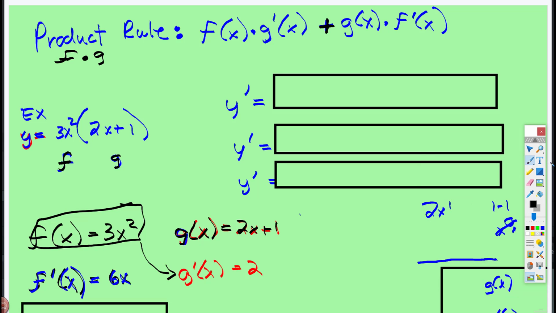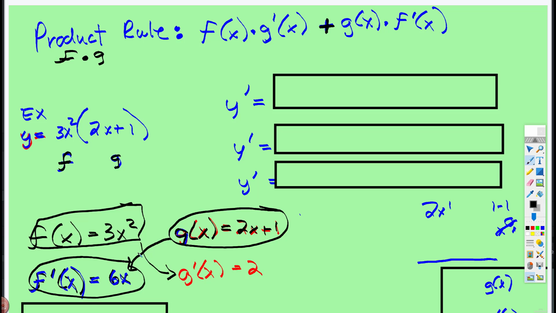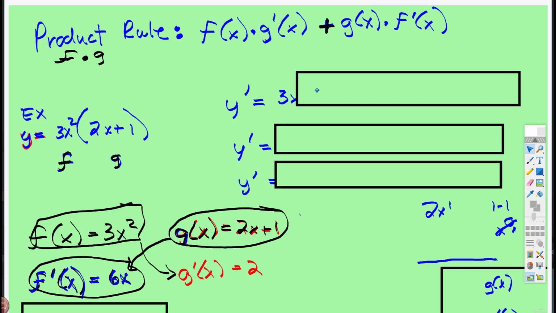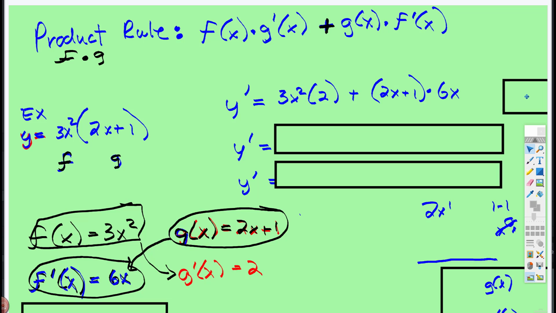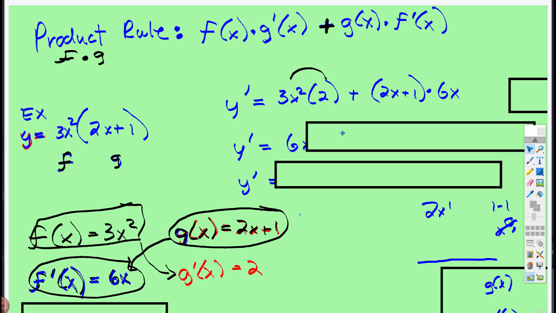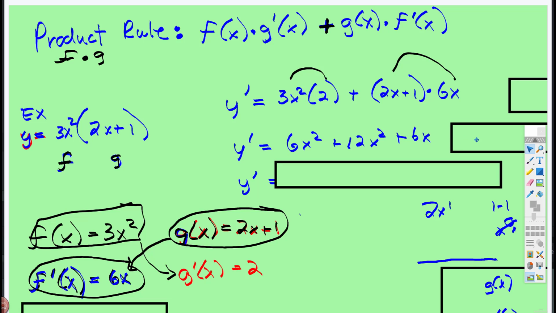Then you'll take the g and you'll multiply it by f like that. All right. So we have the original f times the derivative of g plus the original g times the derivative of f. And then you just do the distributive. 3x squared times 2 is 6x squared. And then do the derivative here. 6x times 2x is 12x squared. And 6x times 1 is 6x.